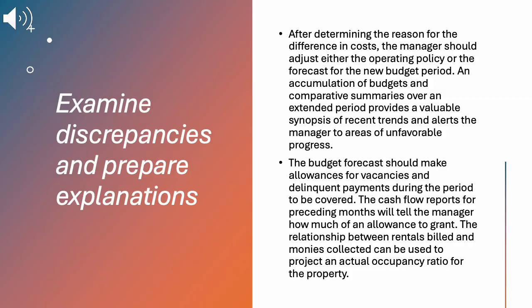The budget forecast should make allowances for vacancies and delinquent payments during the period to be covered. The cash flow reports for preceding months will tell the manager how much of an allowance to grant. The relationship between rentals billed and monies collected can be used to project an actual occupancy ratio for the property.